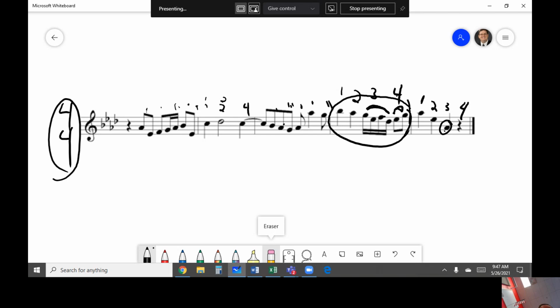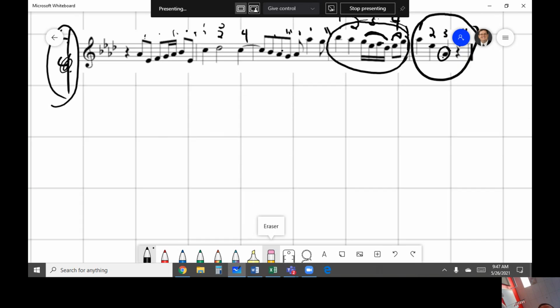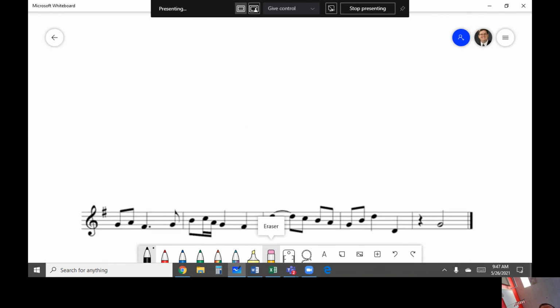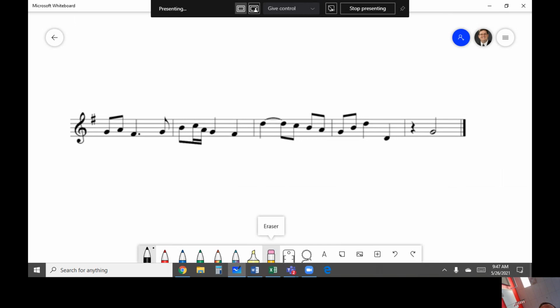So again, do you see how you have to look at the measures and basically determine what is the largest or the most reduced, what is the largest denominator that I see, and how many of those are in each measure. This last measure is like the easiest one to see. 4 straight quarter notes in there, 4 beats per measure, quarter note gets the beat. Take a look at this last one here. Tell me what you think this one might be. What key signature might this one be?